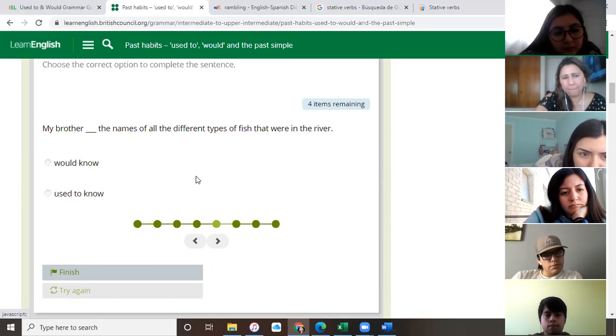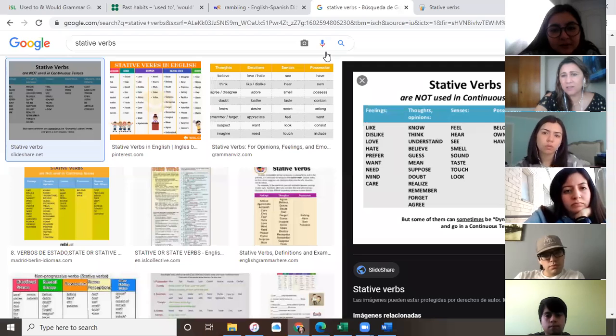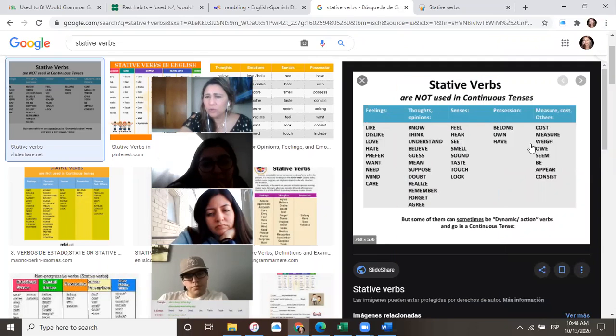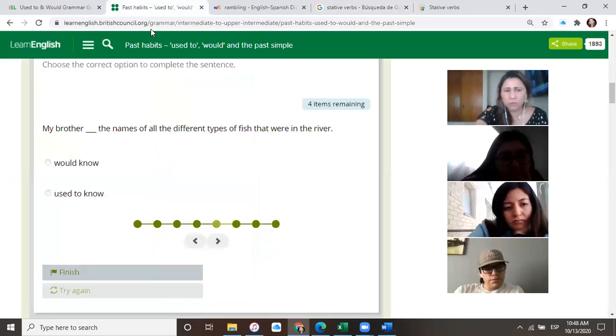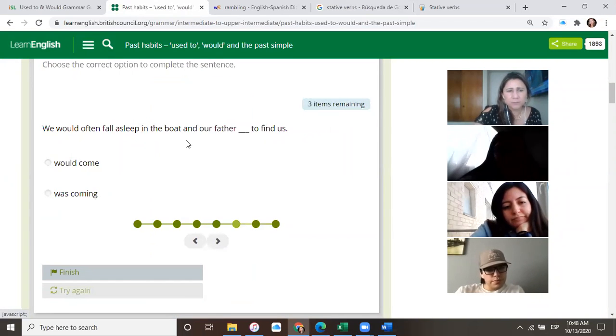My brother used to know. Okay, here, stative verbs. It's a stative verb. What is a stative verb? Is it a stative verb here? Yes. So we cannot use would here. So used to know. Excellent.